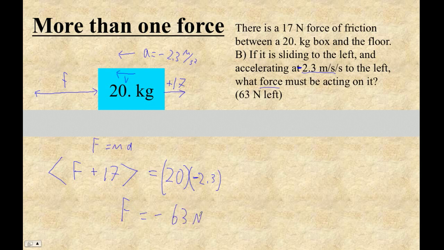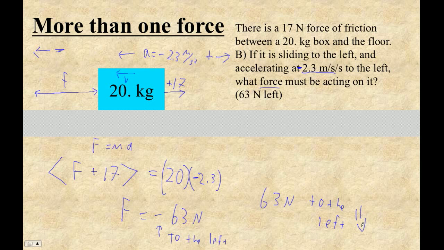Well, what does negative mean? Negative means we made everything to the left negative and everything to the right positive, so the negative just means to the left. So we would say 63 newtons to the left. Okay, and then let's do another one.